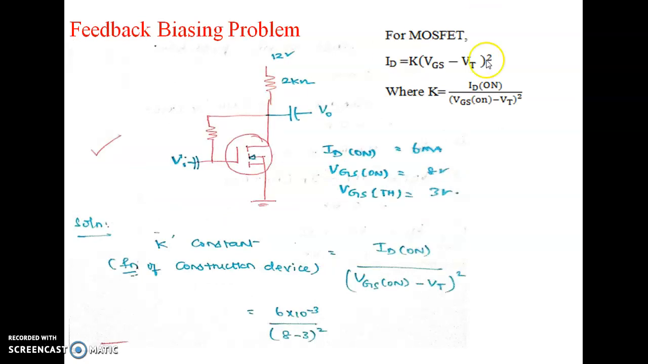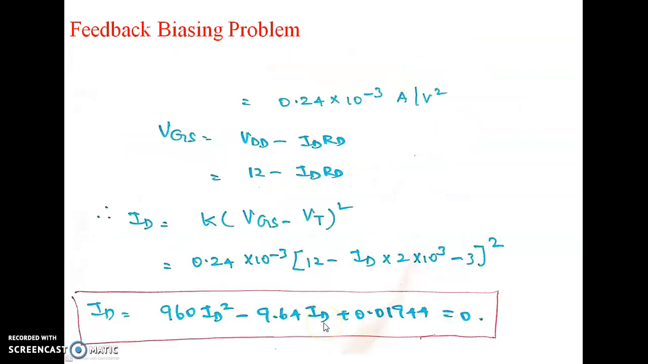If you go on with the problem, then you can understand the concept of feedback. This is the given circuit diagram, and the values given are ID on, VGS on and VGS threshold. And what about the capacitors? For the DC analysis, these two are open. Before that, we have a small formula: ID is equal to K into VGS minus VT the whole square. We already know all the values, so the K value is equal to ID on divided by VGS on minus VT the whole square. Substitute the values here and find the value of K.